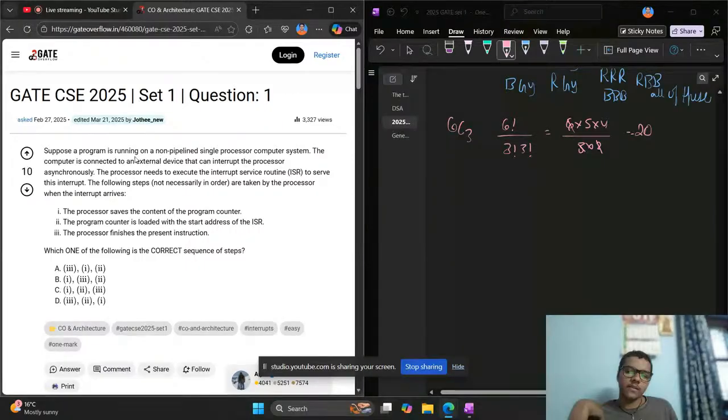The program is running on a non-pipelined single processor computer system. The computer is connected to an external device that can interrupt the processor asynchronously. The processor needs to execute the interrupt.